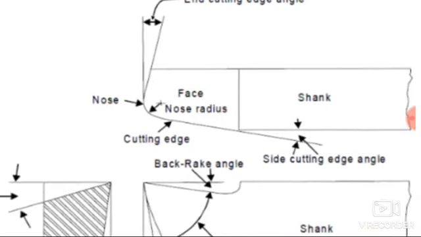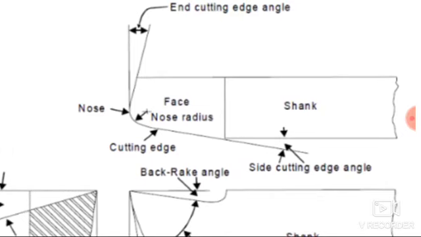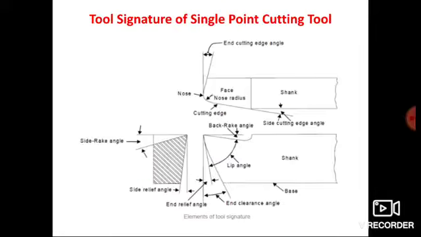And here you can see the side cutting edge angle. It is the angle made by the side of the cutting edge. It is the angle between the side cutting edge and the side of the shank. So these are the different angles associated with a single point cutting tool.